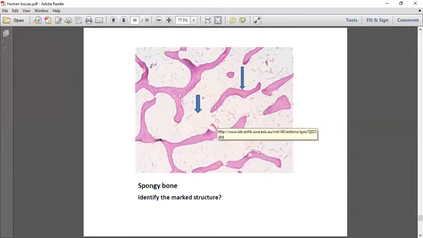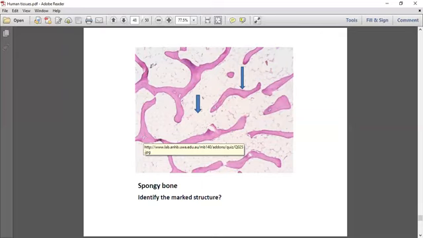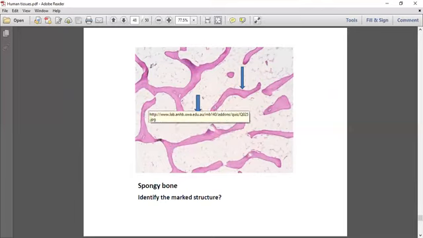Cross-section of cancellous bone or spongy bone. These are the trabeculae of the spongy bone, in which the osteocytes are distributed irregularly, and there are spaces compared to compact bone. This is the adipocyte or adipose tissue.